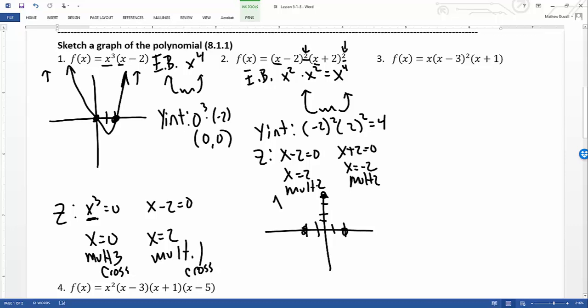So the end behavior starts up here. Now because the multiplicity is even, it's going to bounce. Even, it's going to bounce. And so your graph is going to look like that.